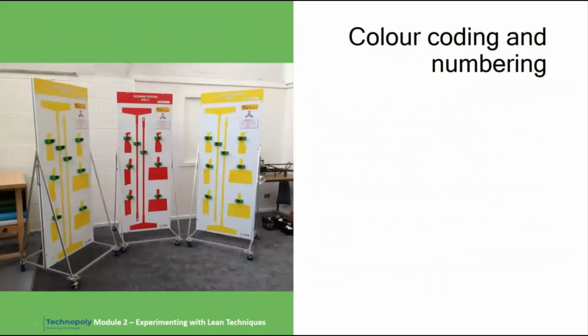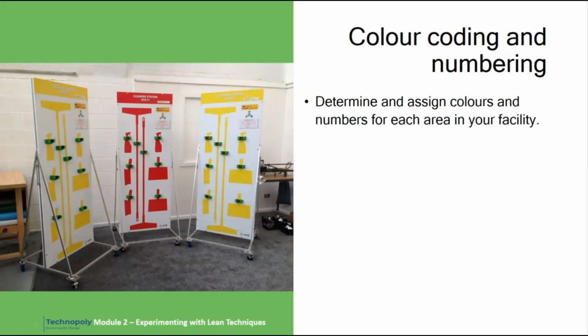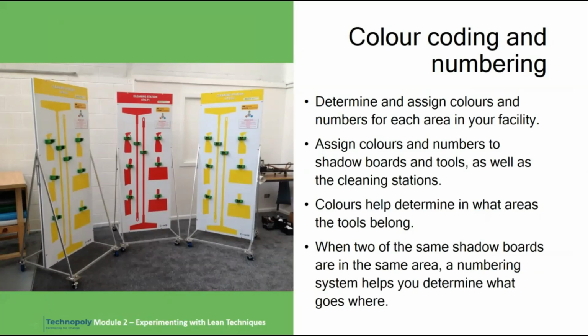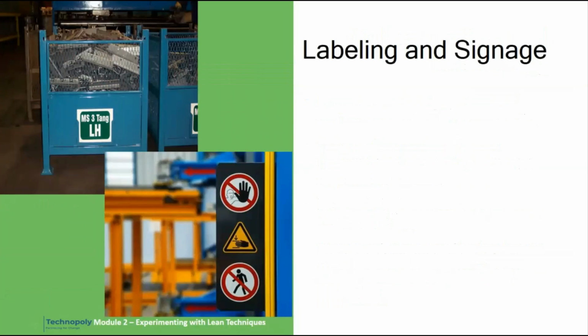Color coding and numbering is also a must in shadow boarding. It determines and assigns colors and numbers for each area in your facility. Assign colors and numbers to shadow boards and tools as well as the cleaning stations. Colors help determine in what areas the tools belong. When two of the same shadow boards are in the same area, a numbering system helps you determine what goes where. Labeling and signage also help to identify and know how to do work.